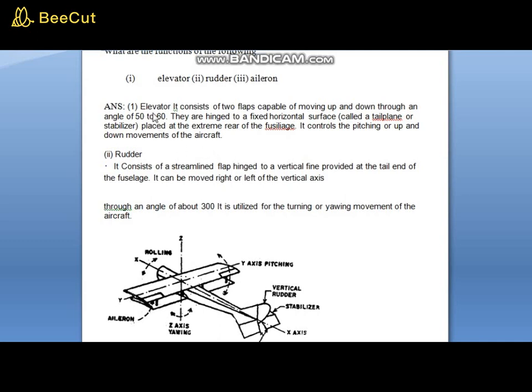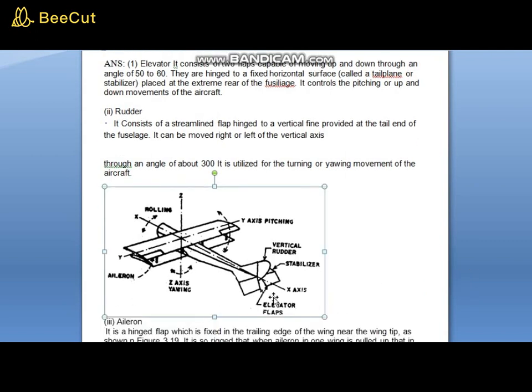So with the help of the elevator, what happens? It controls the pitching or up and down movements of an aircraft. Up and down movements of an aircraft are controlled by the elevator.